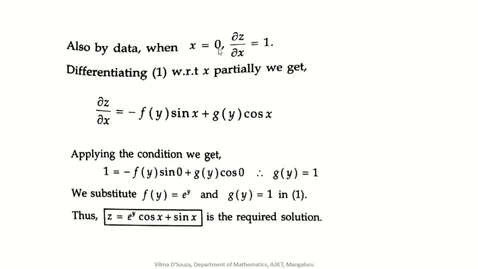Now when x is 0, dou z by dou x is equal to 1. So dou z by dou x is equal to 1 is equal to minus f of y, this is sin 0, plus g of y cos 0. So sin 0 is 0, so this entire term will be 0. Cos 0 is 1. So g of y is equal to 1.